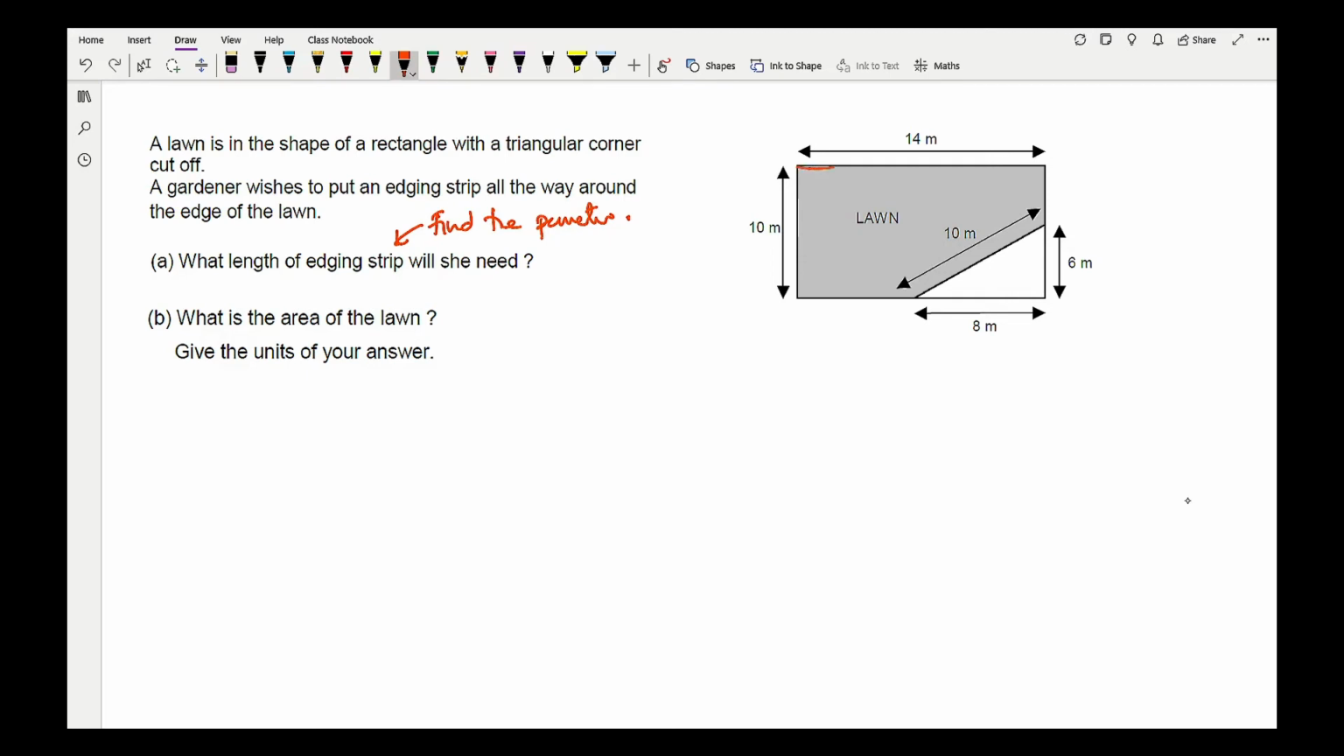Now the question is, do I know what all the sides are? Well, I know what this length here is. I know what this length here is. I know what this diagonal length is, but I don't quite know what the other two sides are. So let's have a look at working that out.